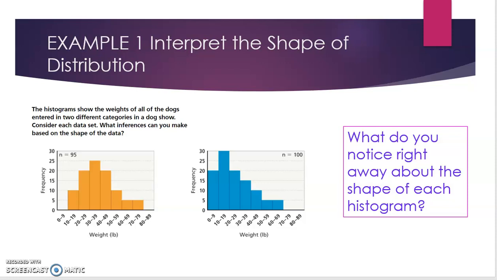One thing that I see is this first one. If you kind of look at the general shape, it kind of looks like it might be pretty evenly distributed. Whereas this one, you can see that you have a lot of the values, a lot of the weights are more so over on that left end right there, kind of the lower weight dogs.